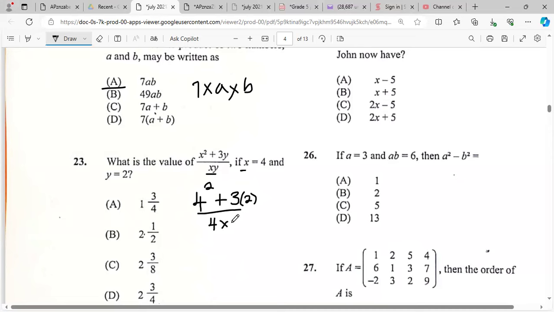Let's simplify. 4 times 4, 16. 3 times 2, 6. 4 times 2, 8. So add the top first, so that's 22 over 8. How many groups of 8 can you get out of 22? That's 2 times 8, 16, and remainder 6 over 8. When we break that down, it's 3 quarters. So that would be D.